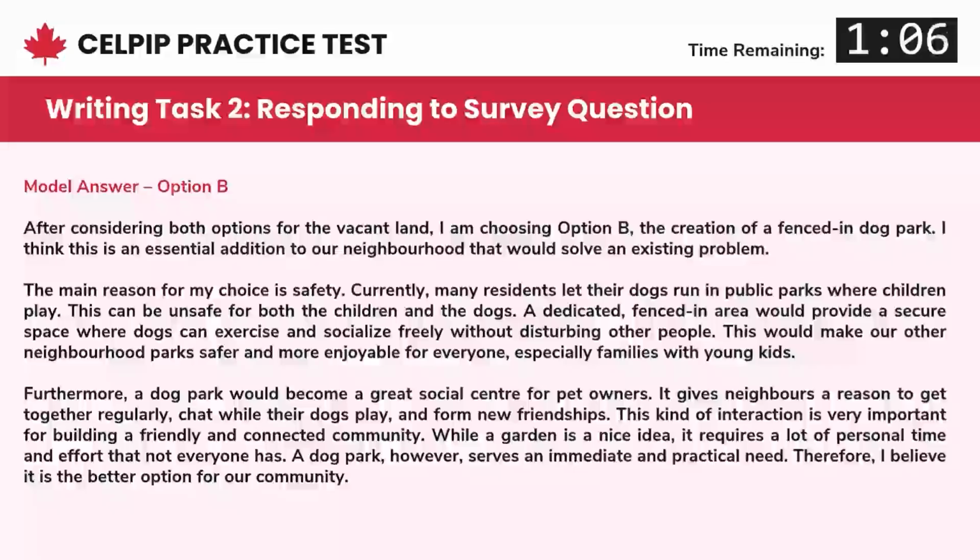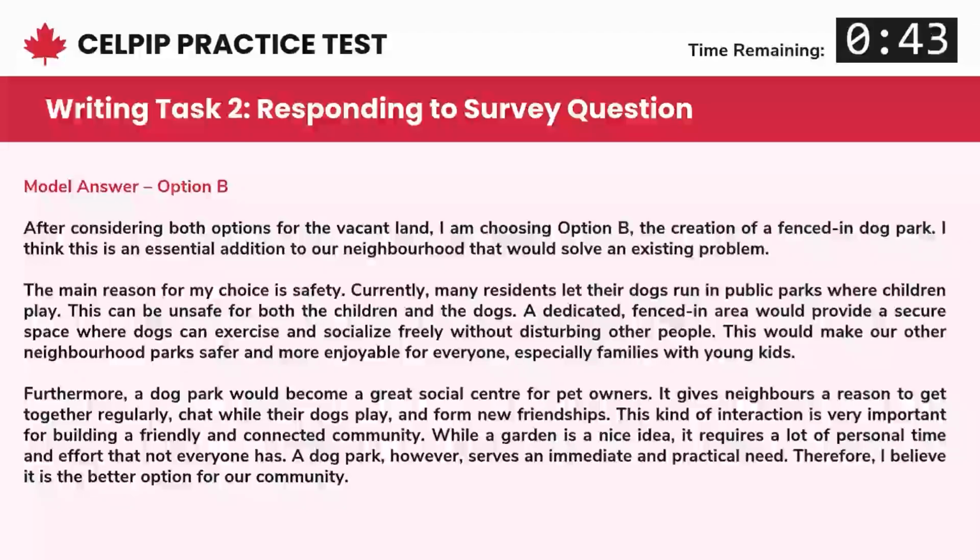The writer begins by directly stating their choice for the dog park. They then support this preference with two well-explained reasons. The first reason focuses on how a dog park improves safety in the neighborhood. The second explains how it can act as a social center for pet owners. By providing these detailed points, the writer successfully persuades the reader.